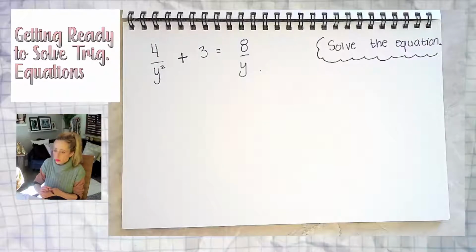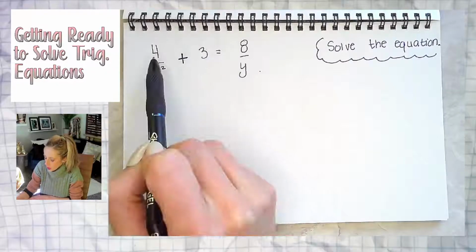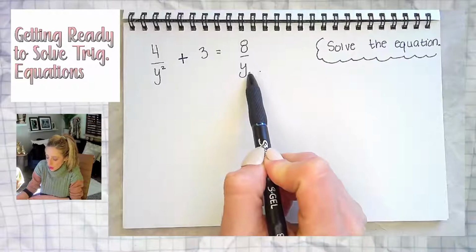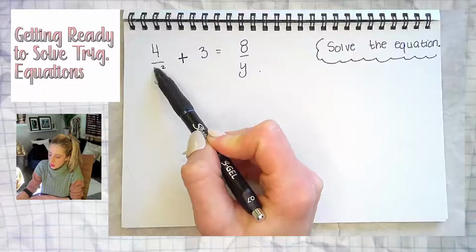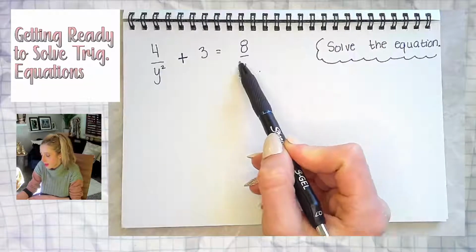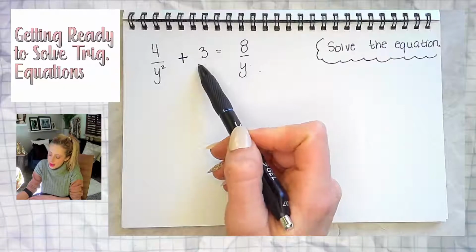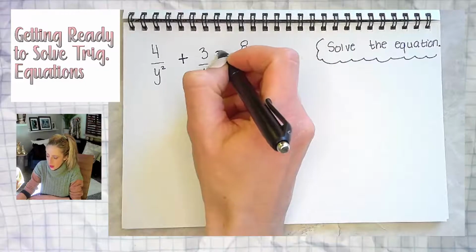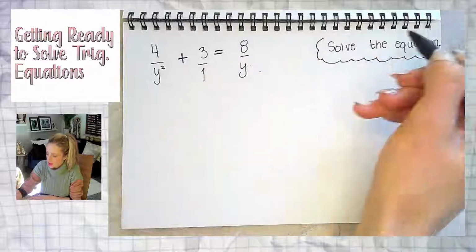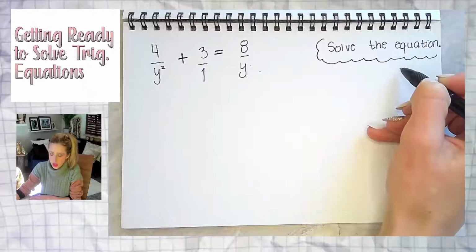Here we go. All right, here we have an equation which involves some rational expressions. We have variables in our denominator, and this is y to the second. This has a denominator of just y. Technically, this over here has a denominator of just 1. And we have this equation, and the directions are asking us to solve the equation.